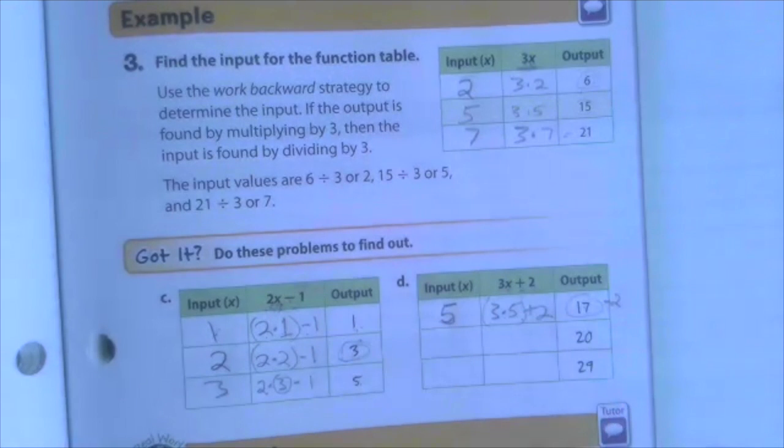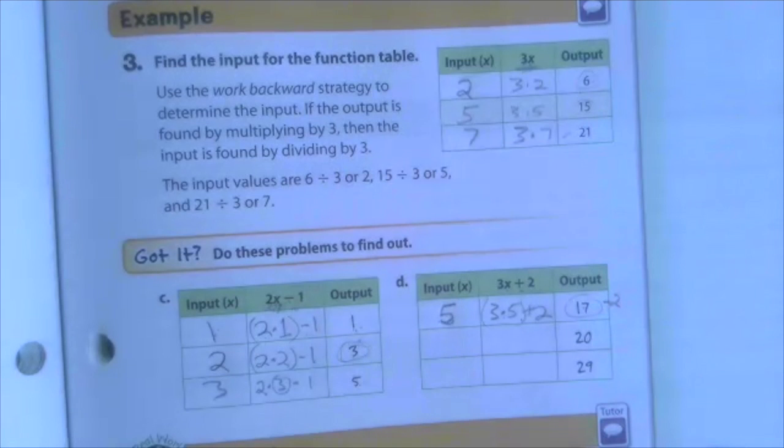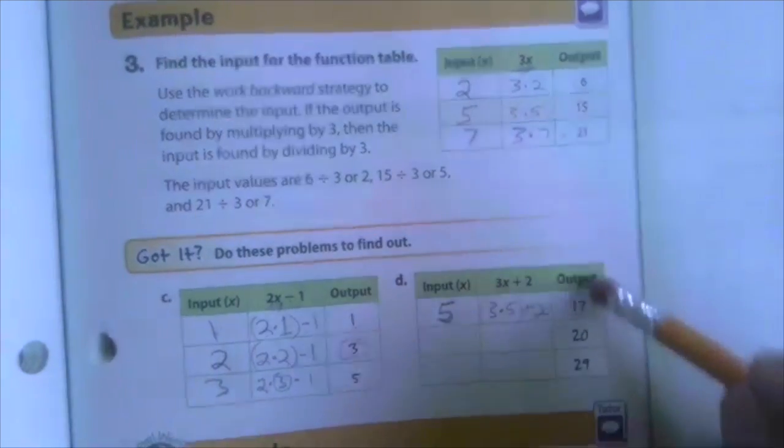All right, pause the video and see if you can do these two on your own. Ready, go. All right, cool. And can I just show you another way that you can do this? So let's look at this one that we already did.